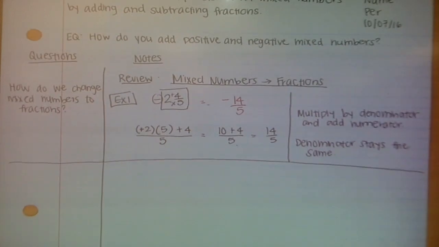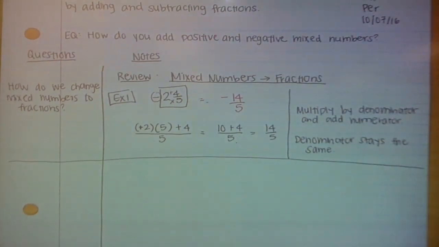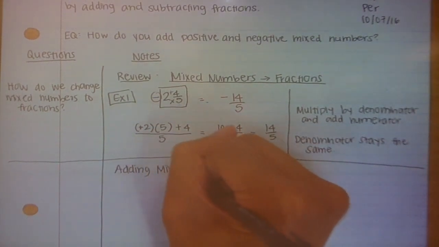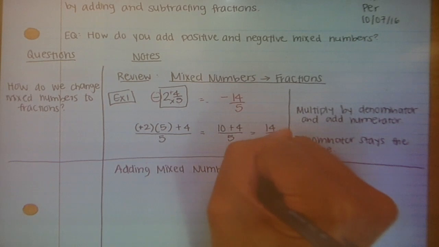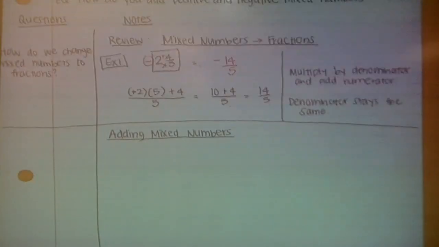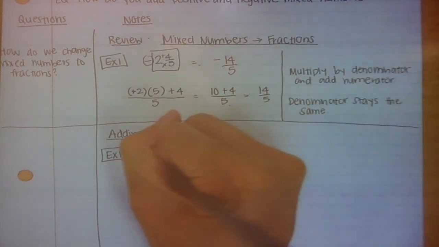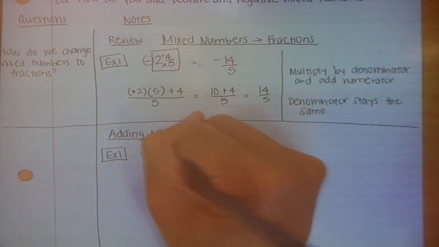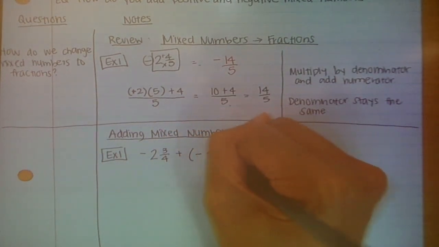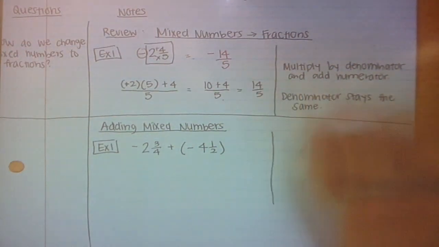Okay, so our objective was to evaluate an expression with mixed numbers by adding and subtracting. So we're going to learn how to add mixed numbers. So this is our next section, adding mixed numbers. So let's look at an example. First we have -2 and 3/4 plus -4 and 1/2. And we're going to have a justification column to keep track of our steps.